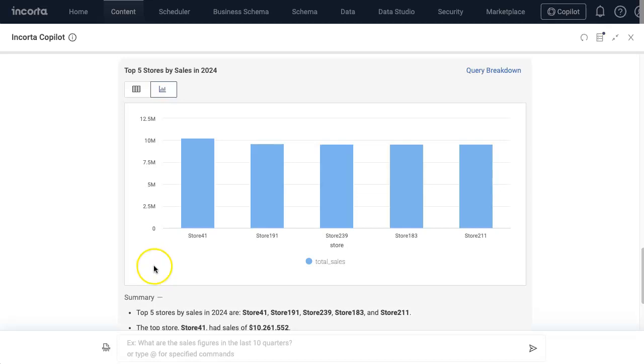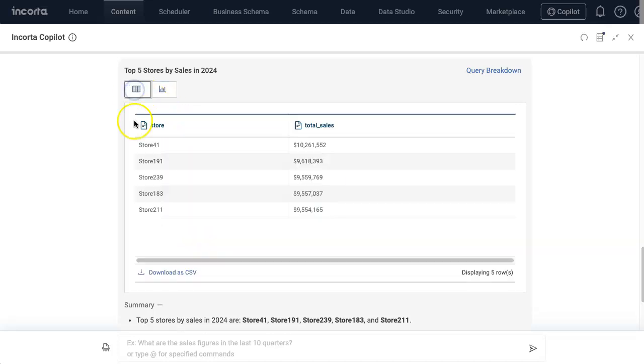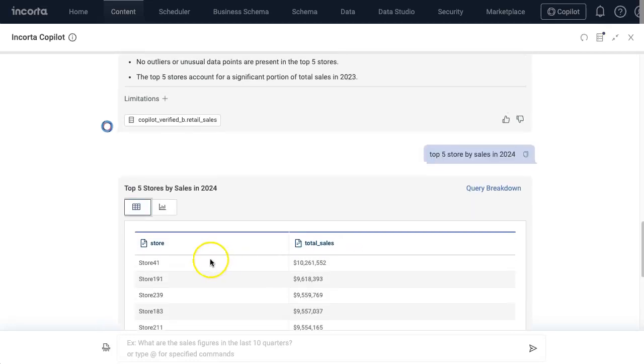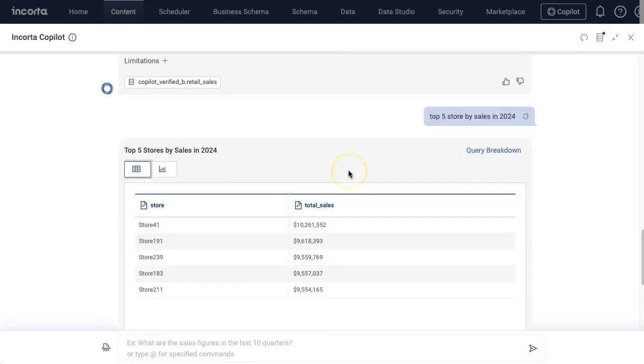Well, now I'm curious because store 174 is not in the list. I see store 41 is the topmost store. And if I go to the table, I can see that sales for this store is significantly higher compared to the next store, right? And I can see the summary here as well. Now I want to see what's going on with store 41. Why is it the topmost store?